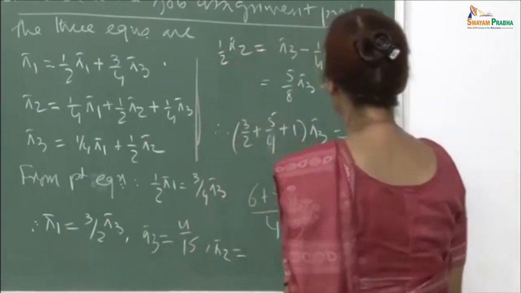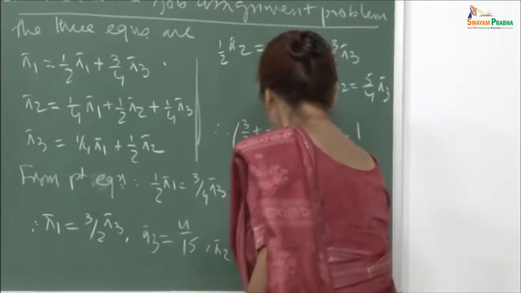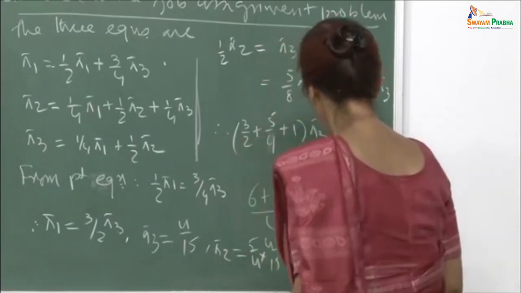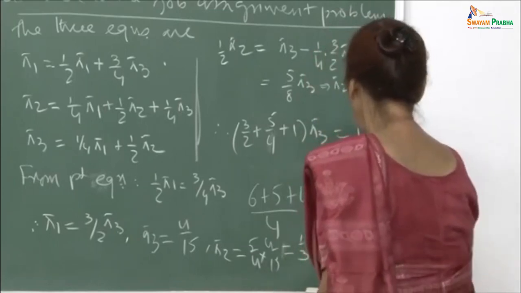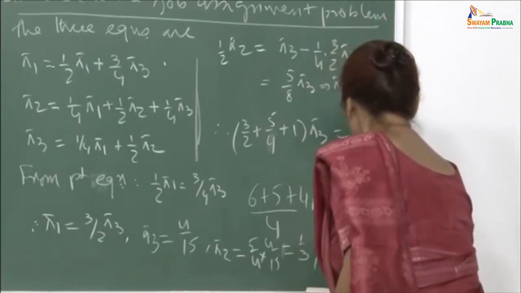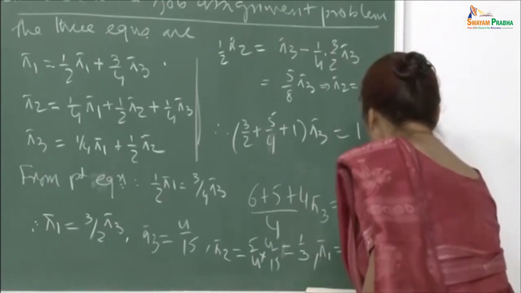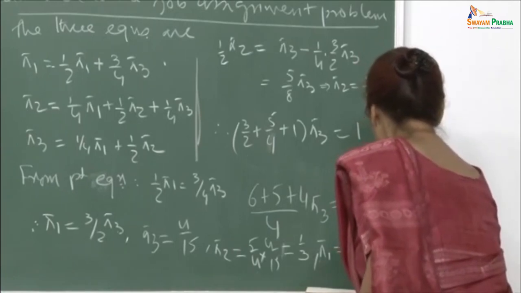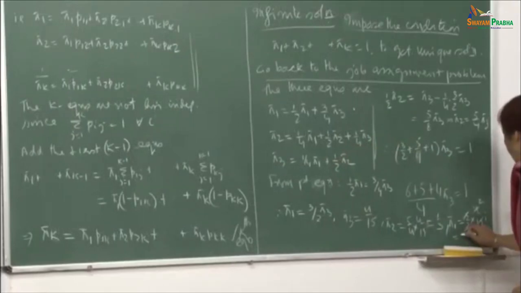And so this gives you pi 2 equal to 5 by 4 into 4 by 15, by the value of pi 3, so that makes it 1 by 3, right? And pi 1 is 3 by 2 into 4 by 15, which is 2 by 5, so pi 1 is 2 by 5, right?